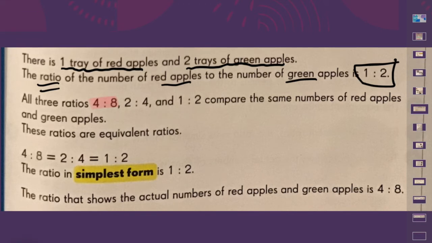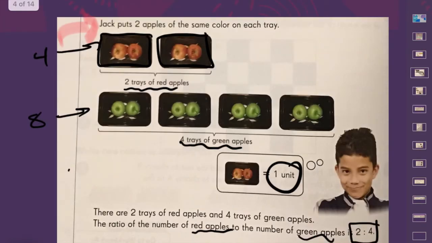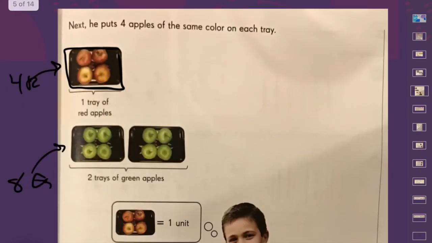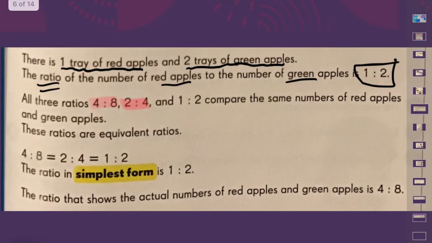Then when we organized them into groups of 2, let's come back and look at that. When we organized them into groups of 2, we had 2 trays of red apples to 4 trays of green apples. And then when we arranged them into groups of 4, we had 1 tray of red apples to 2 trays of green apples. So these are comparisons.